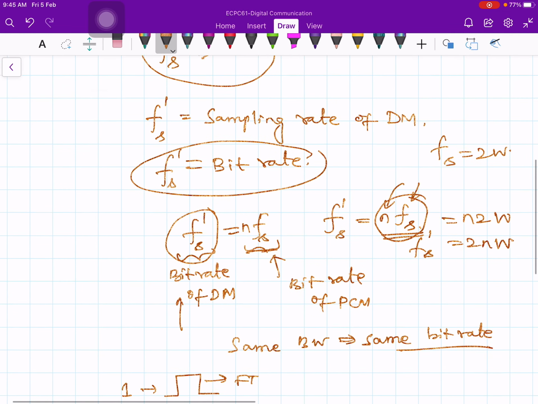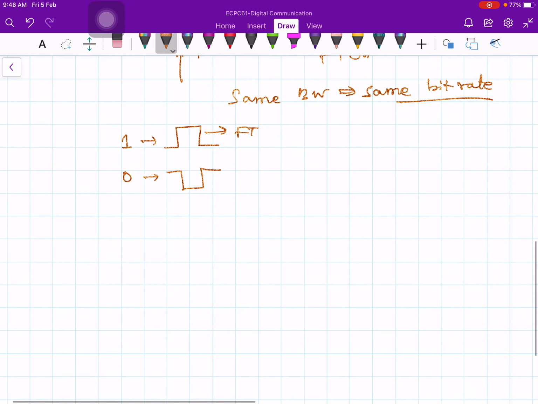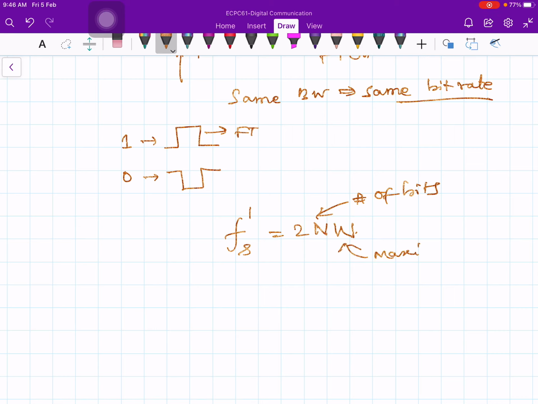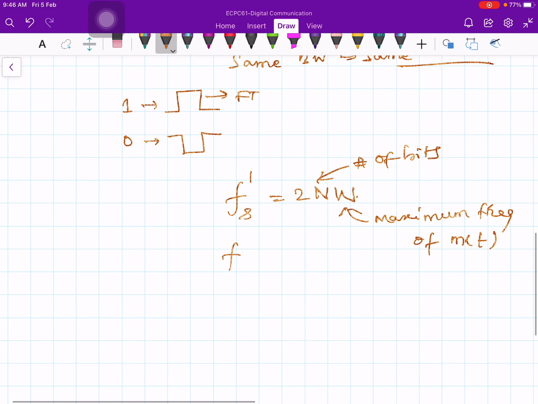Let me be consistent with the notation, so let me use capital N here for the number of bits. It won't make much difference. Therefore, fs prime is equal to 2 capital N W, where N is the number of bits for each word, and W is the maximum frequency or bandwidth of the message signal m of t. And fs is equal to 2W.